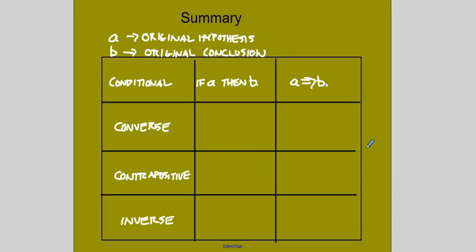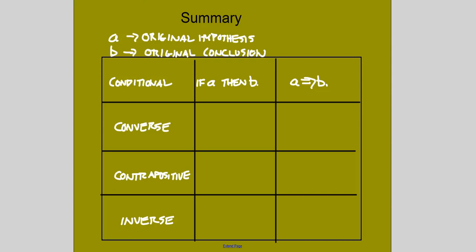All right, let's summarize what I've done here. So I'm going to let the letter A represent the original hypothesis. B will represent the original conclusion. So I have my 4 statements. I filled this out for the conditional for you. So the conditional will be if A, then B. So if the hypothesis, then the conclusion. We can also write A implies B.